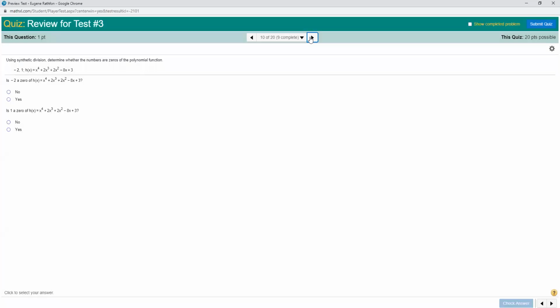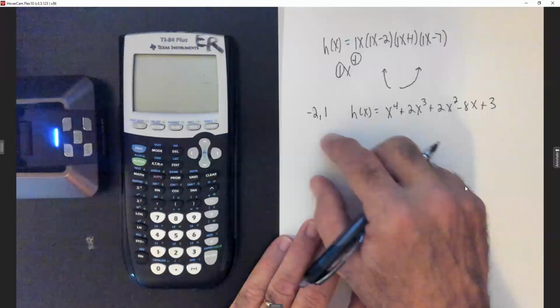All right, so I need to write this one down. So they want me to use synthetic division to determine whether these two numbers are zeros. The two numbers are -2 and 1. My polynomial is h of x equals x to the 4th plus 2x to the 3rd plus 2x squared minus 8x plus 3. So to determine if them two numbers are zeros, I'm going to do synthetic division. If I get a 0, I put yes. Any other number, I'm going to put no.